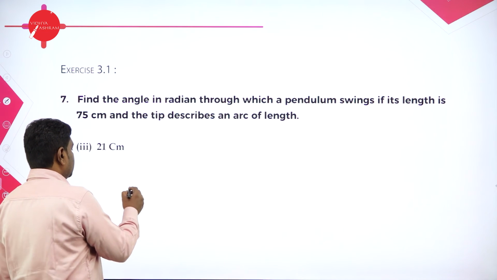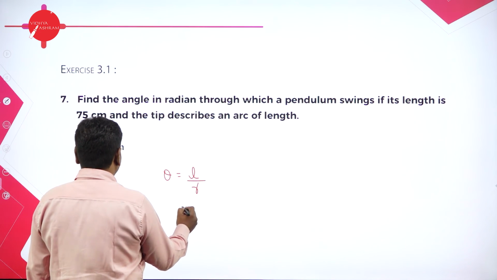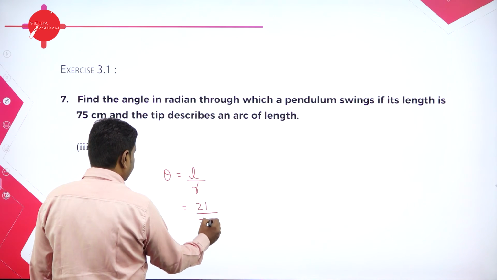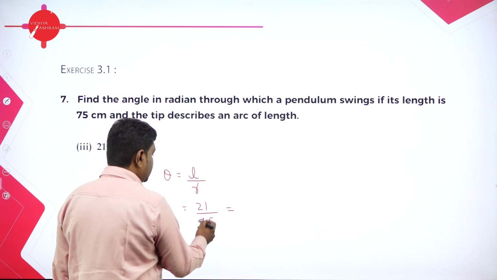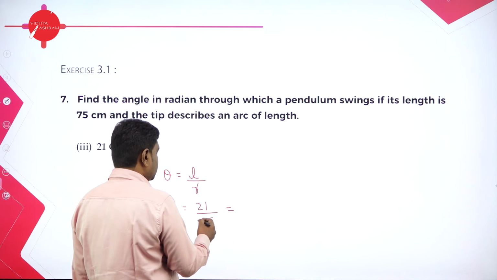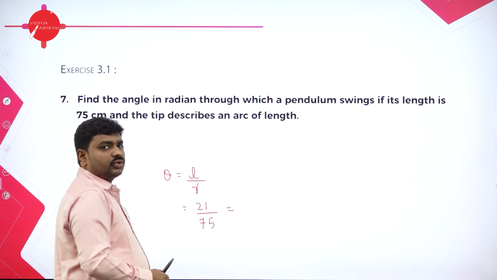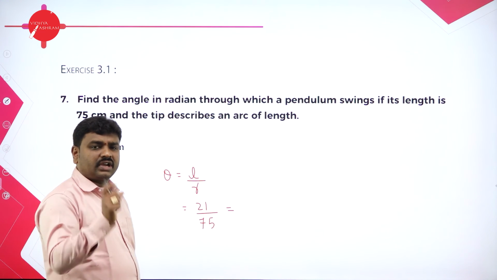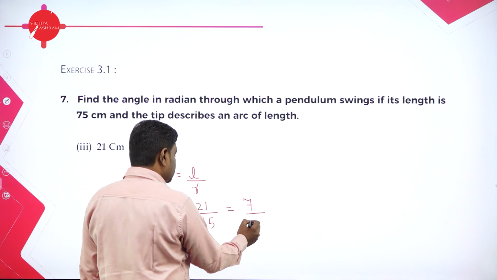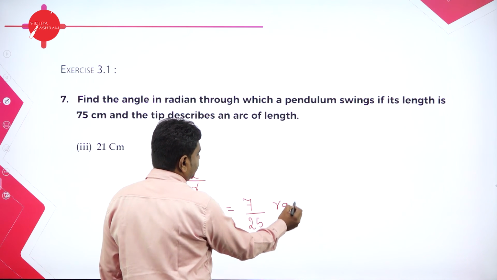Same thing again. Theta is equal to, directly I can write L by R, and you know what is L? Arc length. Arc length is 21 divided by 75. Both are divisible by 3. 3 7s are 21. Is 75 divisible? Add the digits. Yes, see the criteria. 7 plus 5 is what? 12. 12 is a number divisible by 3. So both are divisible by 3. 3 7s are 21, 3 25s are 75. So 7 by 25 radian.